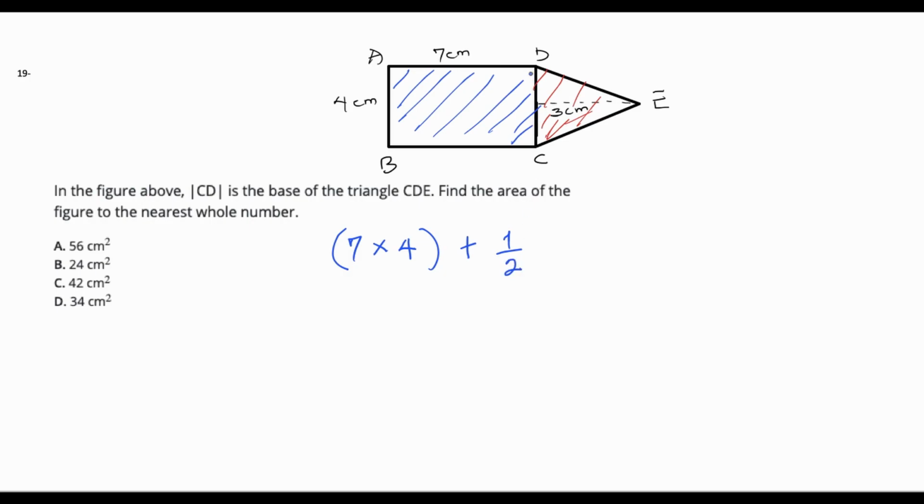So half of the base here is 4 centimeters, and the height is 3 centimeters. So here we have 7 times 4, which is equal to 28, plus half of 4 is 2. 2 multiplied by 3 is 6. And this is equal to 34 centimeters squared. So our answer here is D.